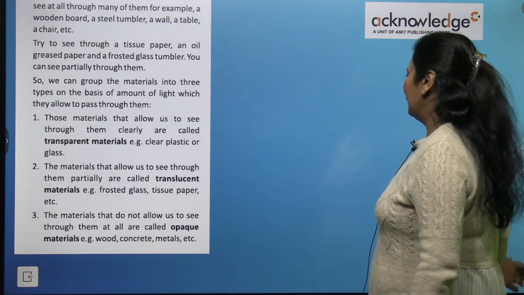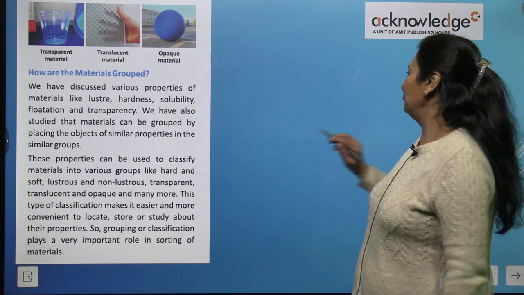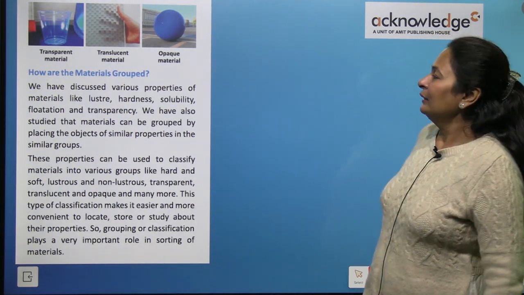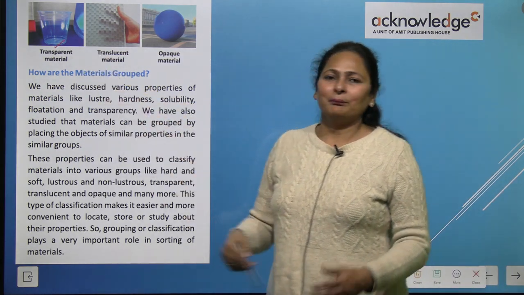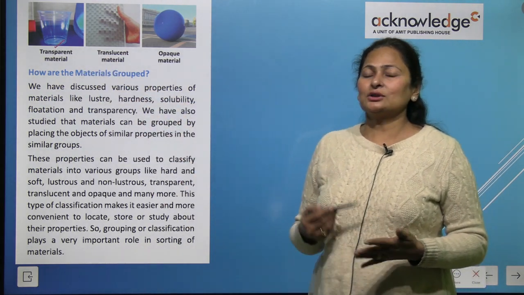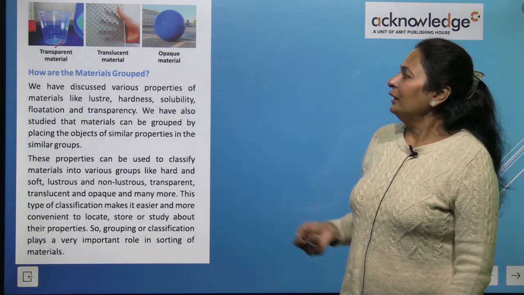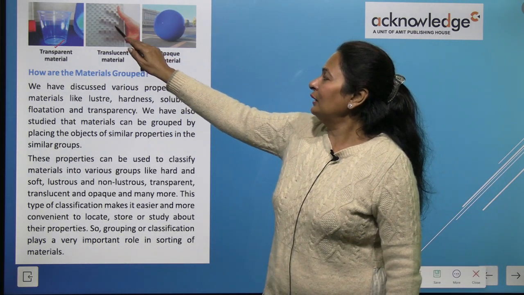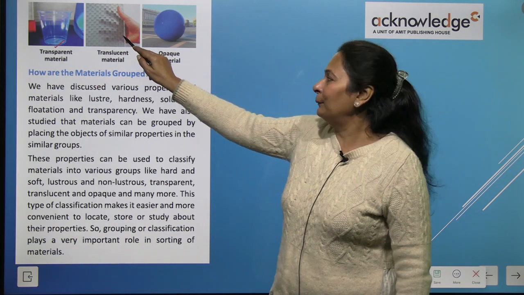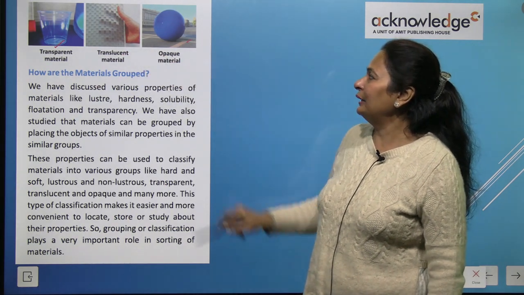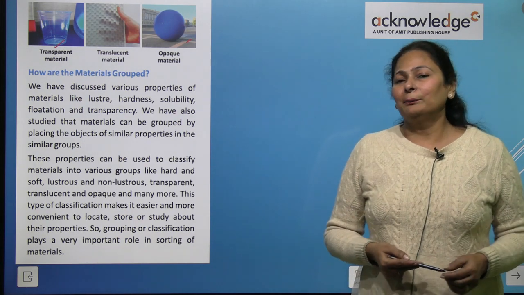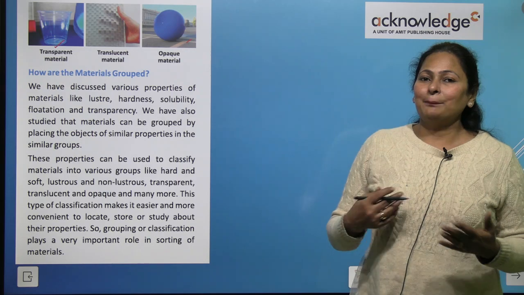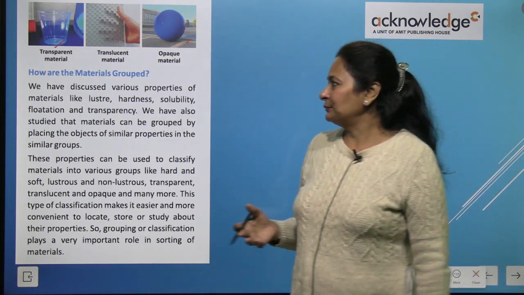So let's move on to the next property. Here you can see the picture of a transparent object. It is a transparent tumbler. Maybe it is made up of glass or plastic, right? Now the translucent material, you are able to see the fingers here but not completely. And the opaque material, you are not able to see through these materials, right? And this happens because of the light.